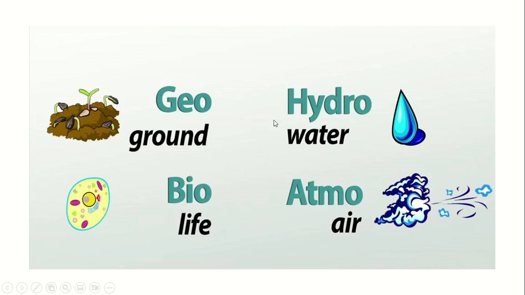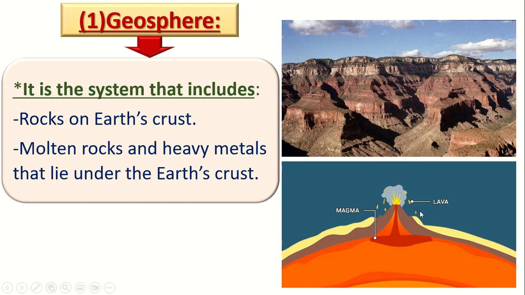Geo, it's coming from ground. Geo means ground. Hydro means water. Bio means life or living organisms. And atmo means air. Let's start with geosphere.